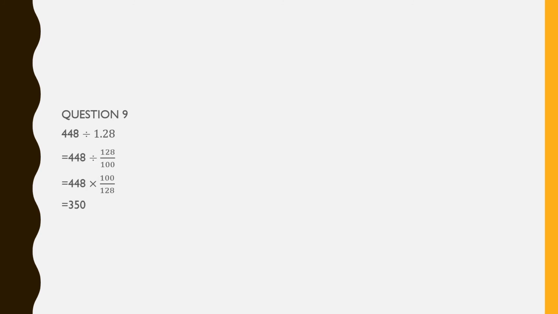Question 9. 448 divided by 1.28. As we can see that 448 is a whole number and 1.28 is a decimal number. So first we will convert the decimal number into a fraction, where we can see that there are 2 digits in the decimal part. So there will be 2 zeros in the denominator.